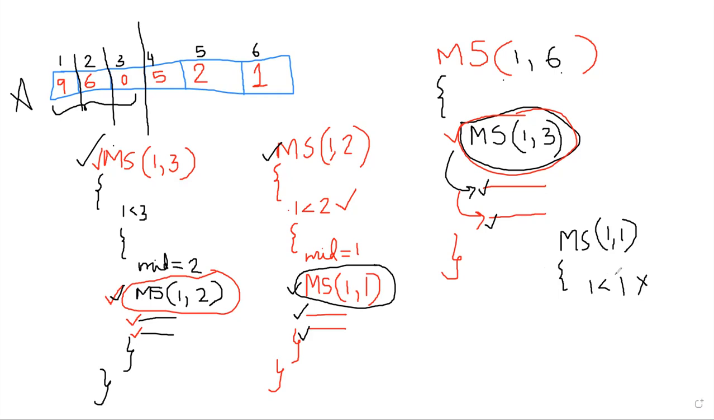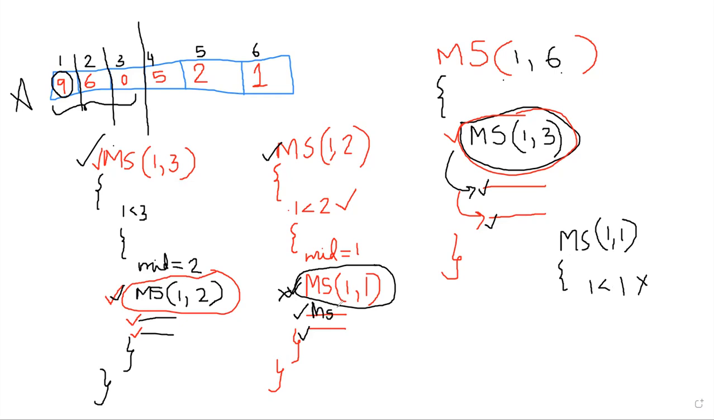Why did it become false? Because when it is 1, 1, that means this is a single element. That array contains only a single element, so by default it is already sorted. When your array contains only one element, that means your array is already sorted. So that is why this condition is false. This algorithm returns its value to this, so it comes back here. Now the next function calling happens here.